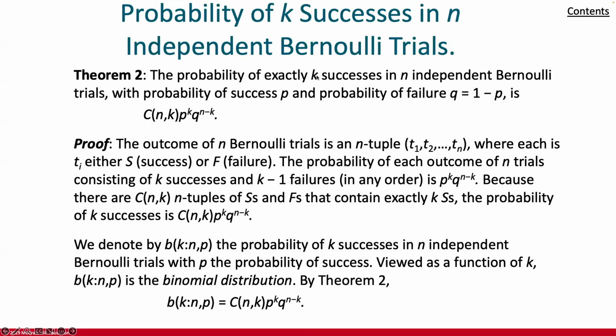So the probability of K successes in independent Bernoulli trials. The probability of exactly K successes in N independent Bernoulli trials with the probability of success P, and the probability of failure Q, which is 1 minus P, is given by this relationship. And I'm not going to walk through the proof, but this is the value of what we're seeing there.